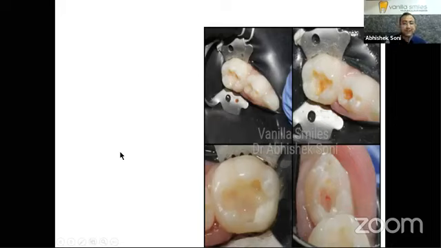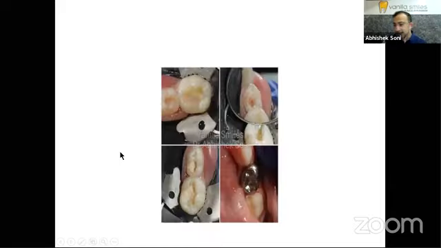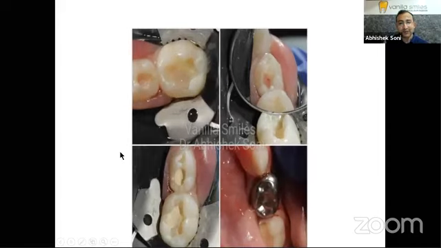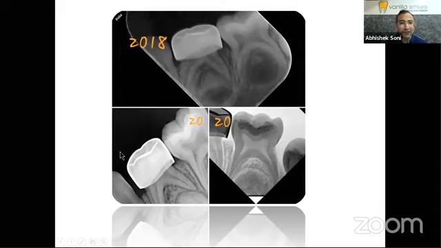So we chose to do a Biodentine IPT and a Biodentine DPC in 75 and 74 respectively. So Biodentine was packed and 74 was crowned, whereas 75 was restored with resin-modified glass ionomer. And that's the clinical and the radiographic outcome. So both the teeth are doing well and are stable.